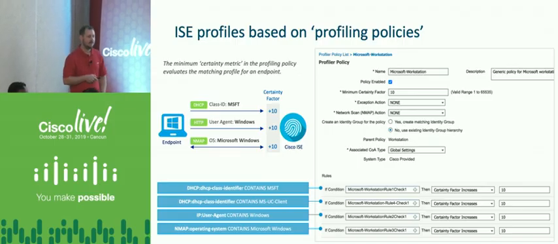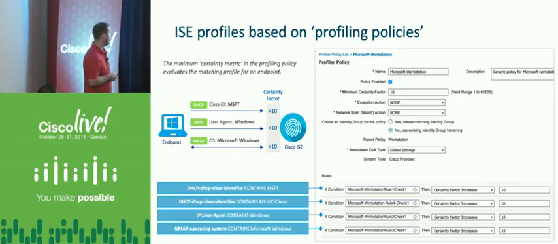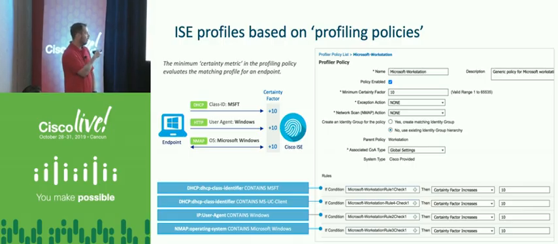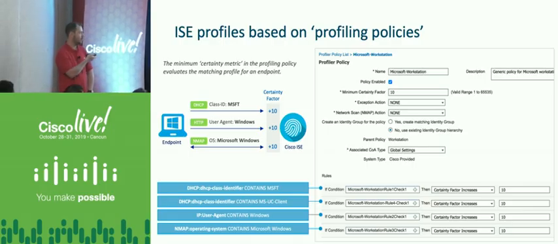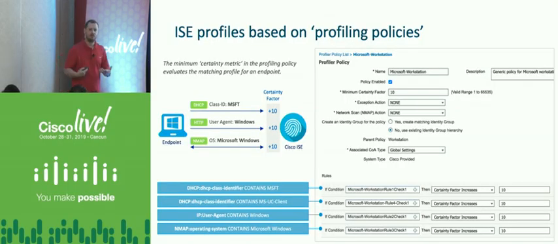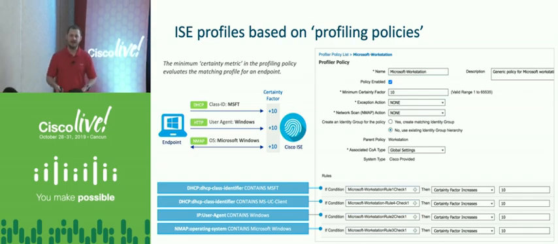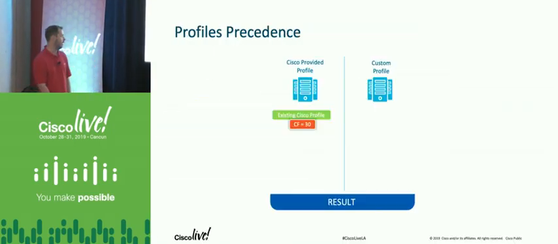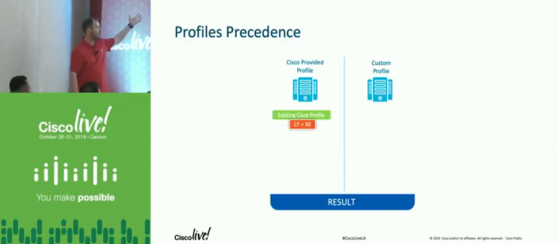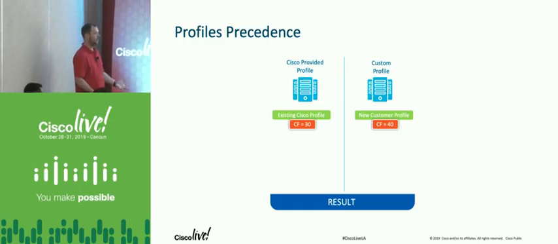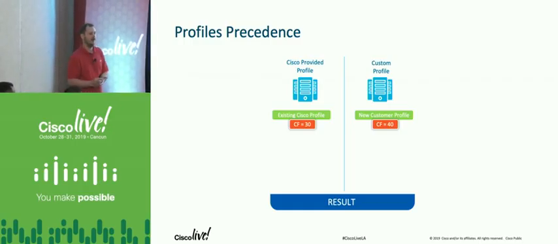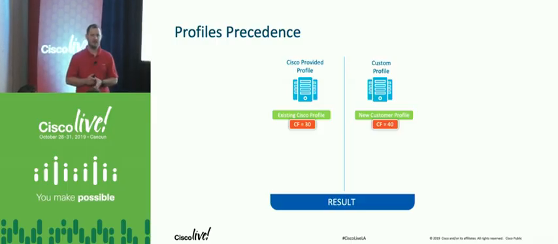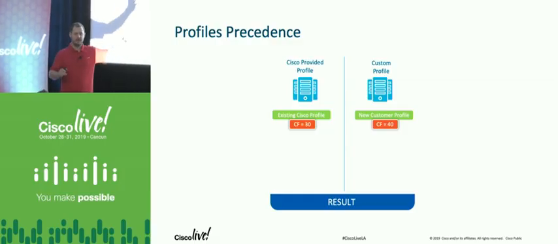Just as a premise to make sure everyone's on the same page, you should all be familiar with how profiling in ISE works, but everything is based on conditions, and those conditions are matched up or calculated up to create a certainty factor. Each profile inside of ISE has a minimum certainty factor, and in order for a device to be put in that profile, it has to meet that criteria. So if I have an existing Cisco provided profile and the certainty factor is 30, and I have a new custom profile that I add and the minimum certainty factor is 40, which one wins? Left hand or right hand?